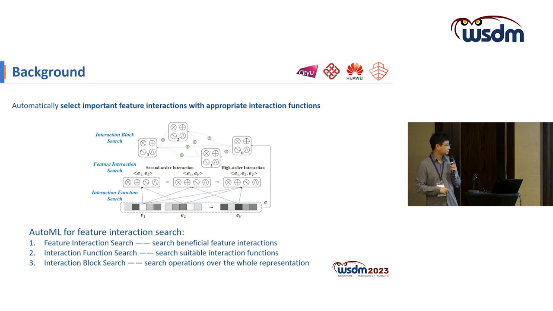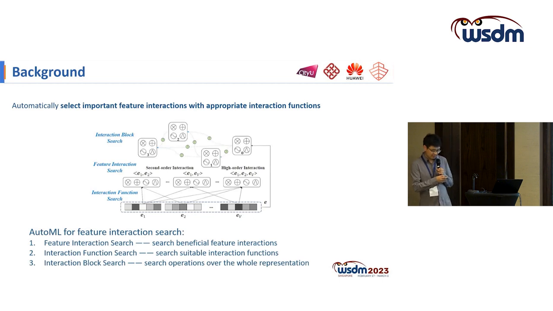Later we will see that different feature interactions have different natures, so it would not be very reasonable to represent such feature interactions using the same function. But how to search for proper interaction functions for different interactions is a very large search space, and we need to define a proper search space and a proper search algorithm to find the proper interaction function for each individual interaction.